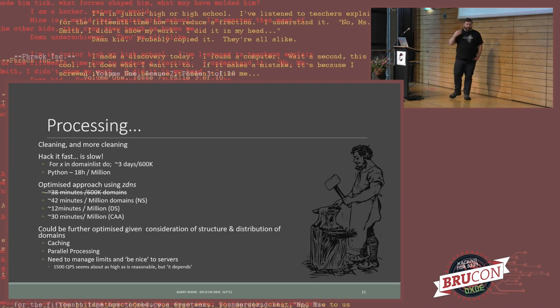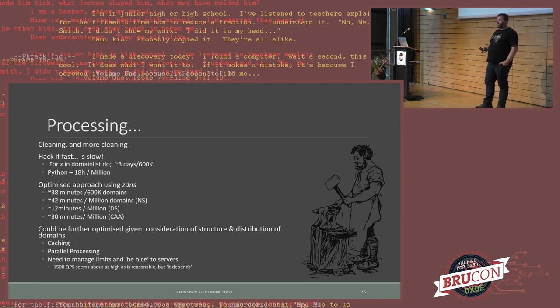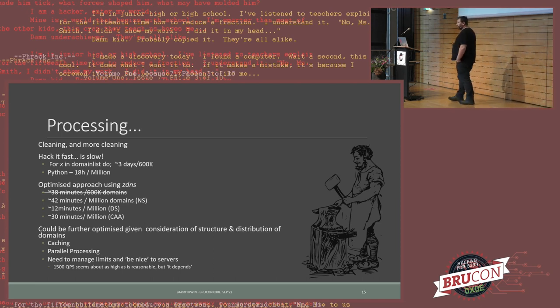And that's where I remembered, from a long time ago, ZDNS, put together by the same team that produced ZMap, an amazingly fast scanner. ZDNS does pretty much the same kind of thing. It's written in Go, a very, very fast, massively multi-threaded solution for doing DNS queries. First attempt, I got about 38 minutes for 600,000 domains. Moved on, then about 42 minutes for a million domains, 12 minutes for a million domains doing the DNSSEC queries, and about 30 minutes per million domains for doing CAA queries. I think I could run it at least 10 times faster still, provided I build out infrastructure.